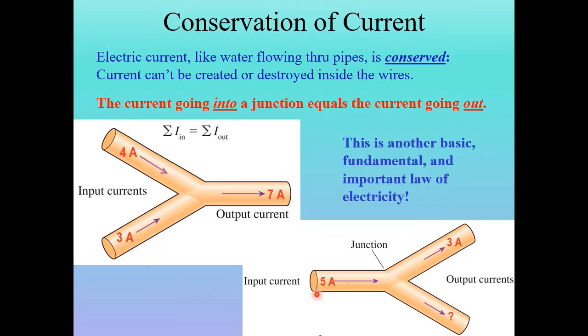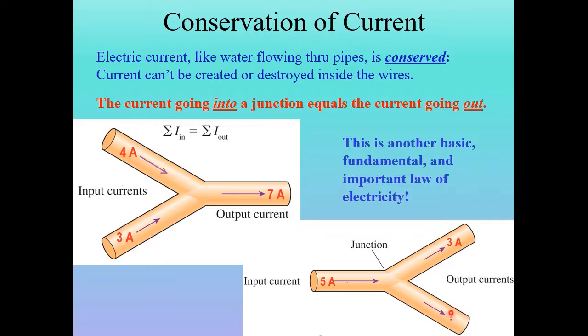Here our input current, we're told, is 5 amps, and here's a junction, and we're told that this path up here has 3 amps of current. So what would be the current flowing through this path of the circuit? Go ahead and maybe pause the video and see if you can think of the right answer there.